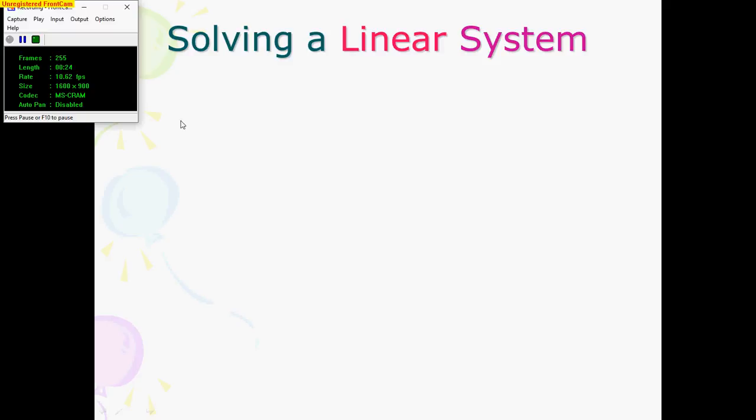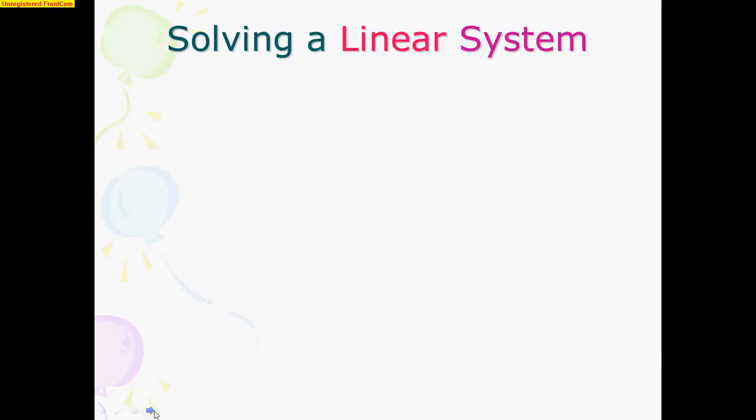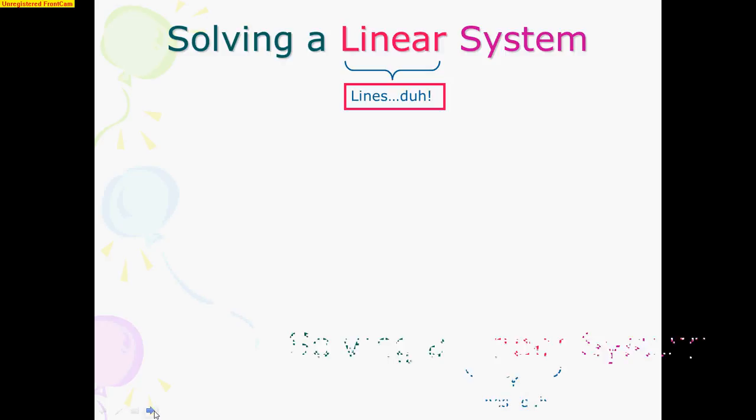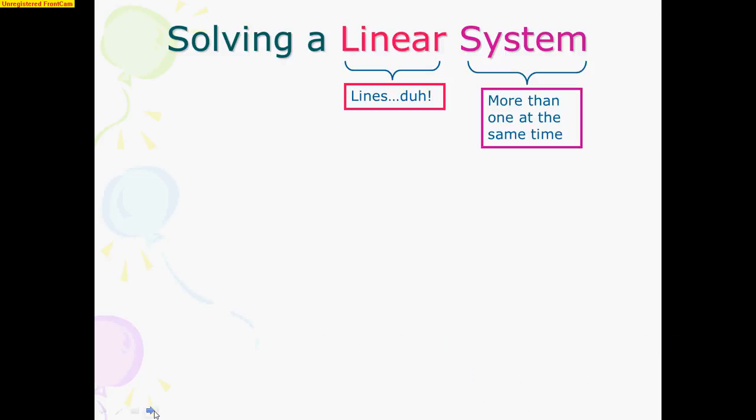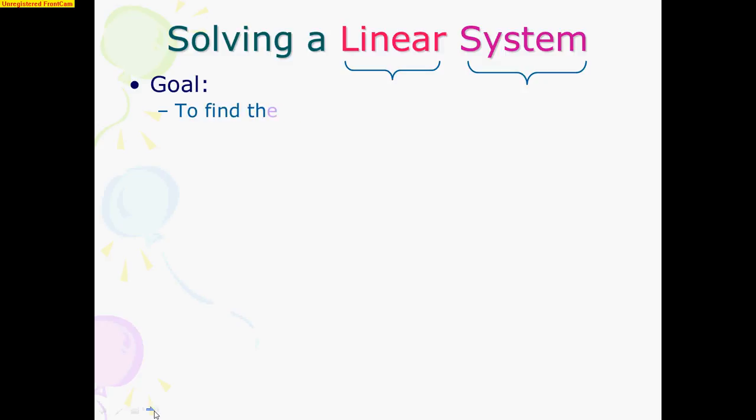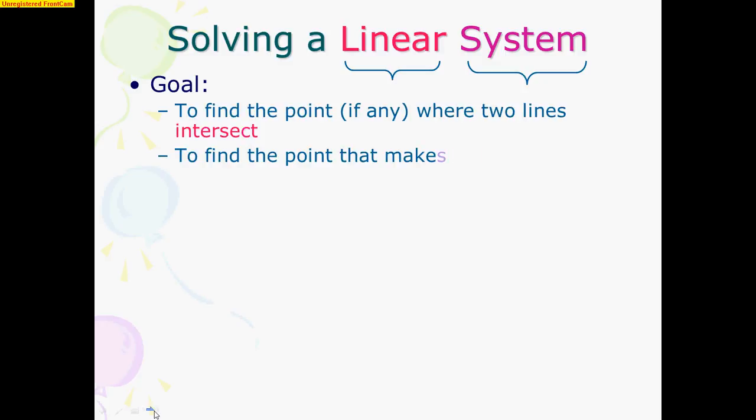So, to solve linear systems, firstly, we're dealing with lines. In later units, we will solve systems, and they won't just be lines. And the word system just means that you have more than one at the same time. Your goal is to find the point, if any, where two lines intersect, which algebraically means you find the point that makes both equations true at the same time.